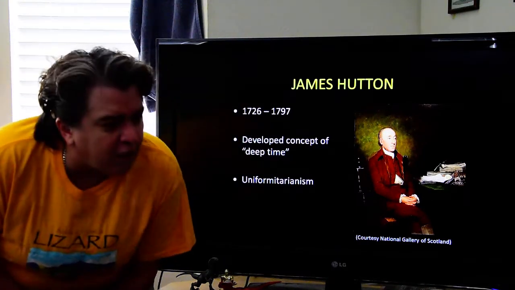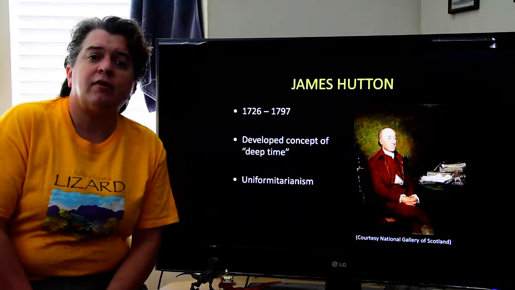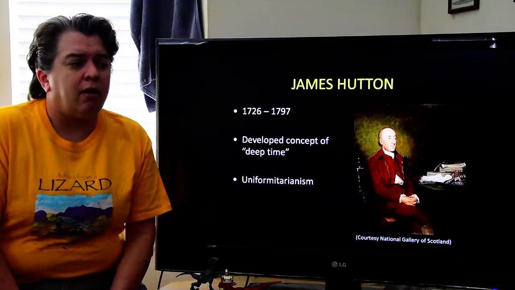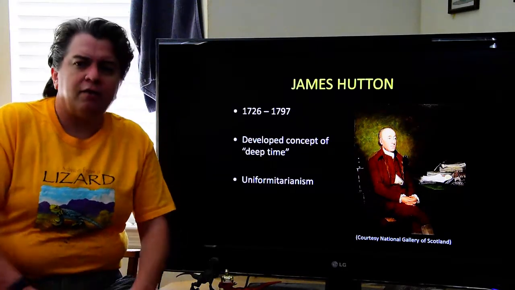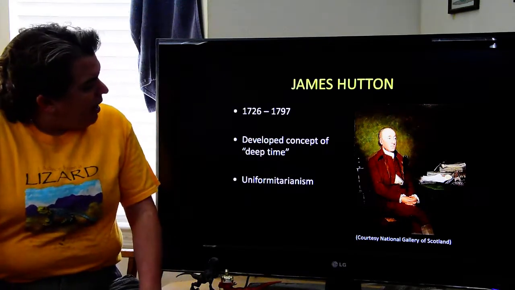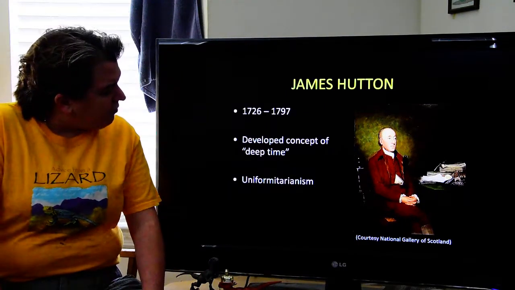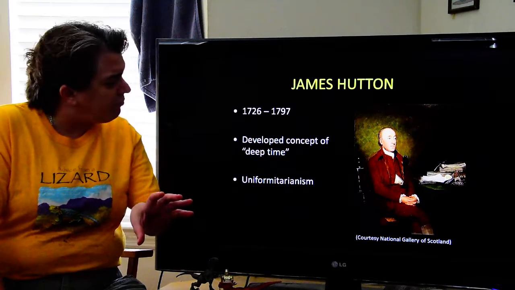James Hutton was a Scotsman. You can see he lived from 1726 to 1797. He was part of the Scottish Enlightenment, a group of scientists and great thinkers who are kind of centered around Edinburgh. And what Hutton did was he had two big contributions to the science of geology.